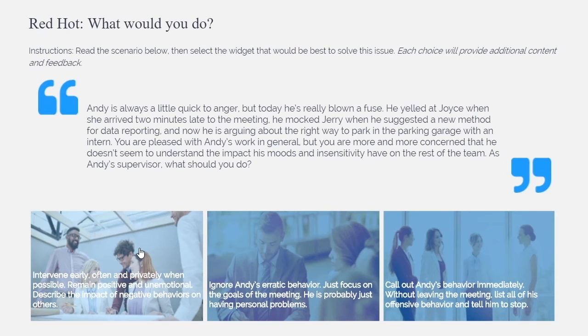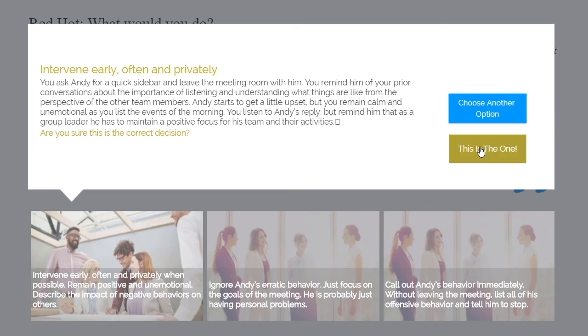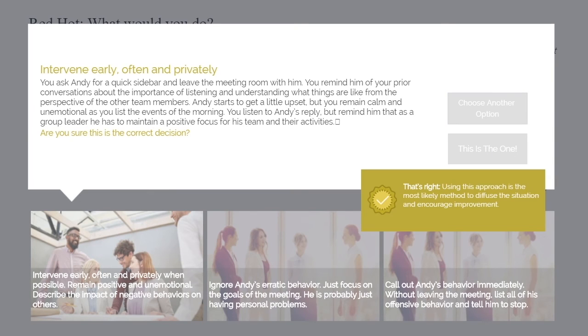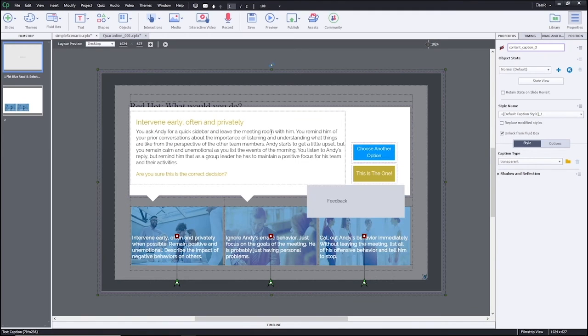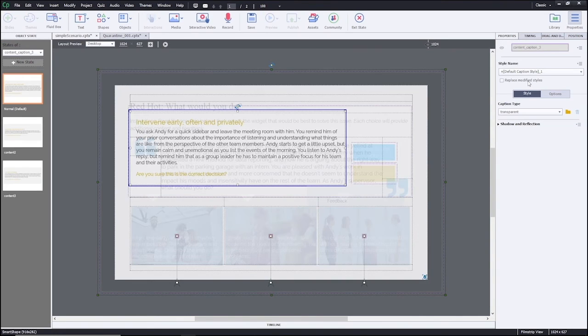Once the learner has finalized their choice, they will get a feedback message to reinforce correct choices, or to provide corrective information when they answer incorrectly. Thanks to multi-state objects in Adobe Captivate, Sue's team can use a scenario template like this to create a scenario training activity in just a few minutes.